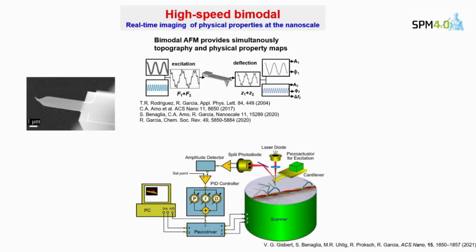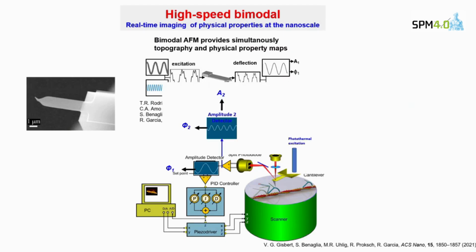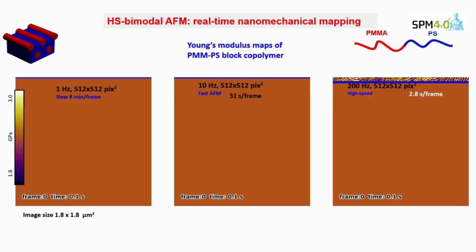And for that, we have to implement in the bimodal AFM the concepts of some of the technology developed by Toshio Ando to get an amplitude detector with a smaller noise, with a higher bandwidth, and the use of smaller cantilevers, and all the technology of high speed, actually.